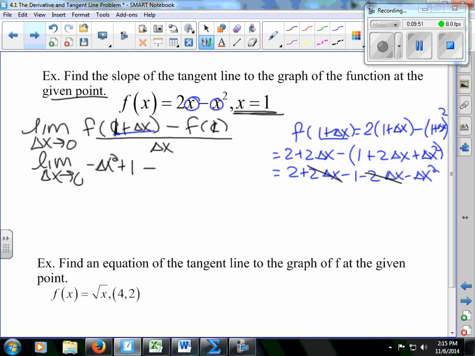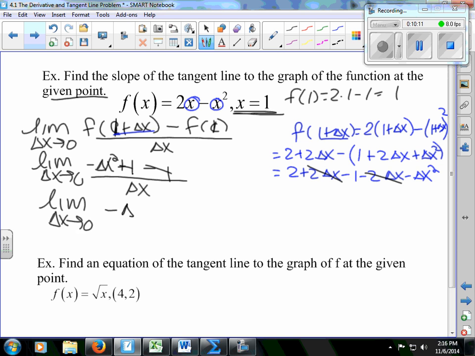minus, what is f of 1? Well, let's plug in 1. f of 1 would be 2 times 1 minus 1, 1, over delta x. And now I have negative delta x squared plus 1 minus 1. My plus 1 and minus 1 cancel. And I have negative delta x squared over delta x. Well, one of these delta x's will cancel. And I'm left with negative delta x. So if I evaluate that limit, I just need to plug that 0 into delta x and I get 0. So the answer to the slope of the tangent line here is 0.